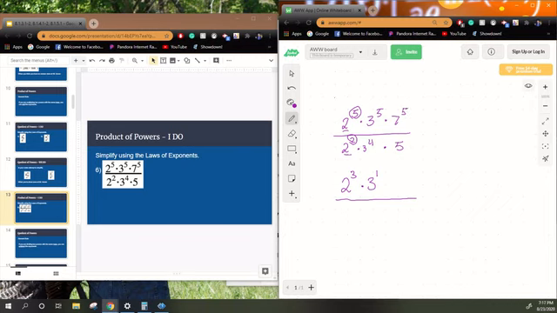And then I have 7 to the 5th power. Well, there's nothing I can really cancel out with that 7 to the 5th power, so I'm just going to keep it the same as 7 to the 5th power. And that 5 stays right down below. And then we can go ahead and calculate this out.